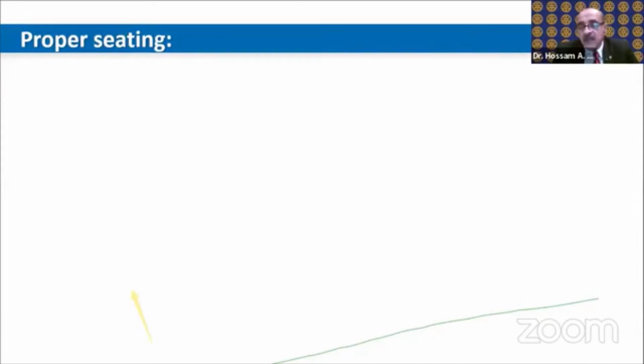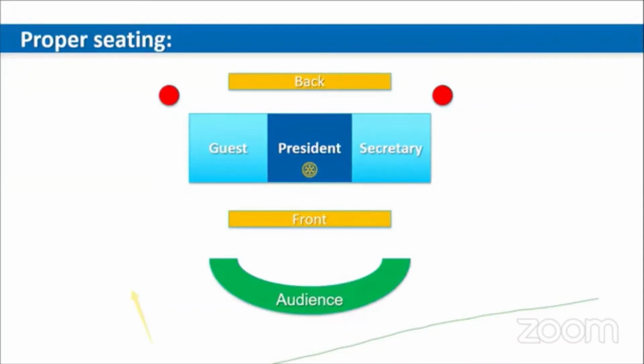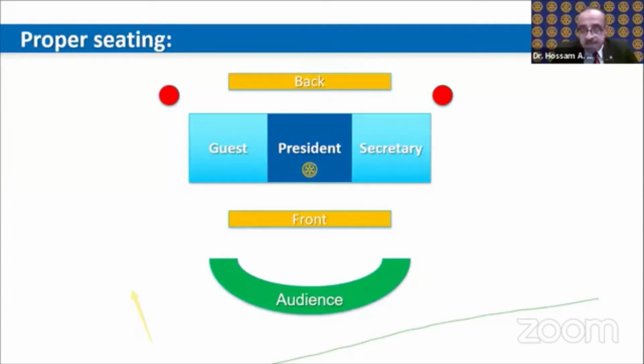question is the seating. This is a big issue that I see everywhere. The head table. You see the back? The back is the back of the head table. The green are the audience, and they are facing the head table. Backward, there are two red dots. The red dots are the flags. We'll be looking for the country flag and the Rotary International flag. Those will be the flags that are present on or behind the head table.